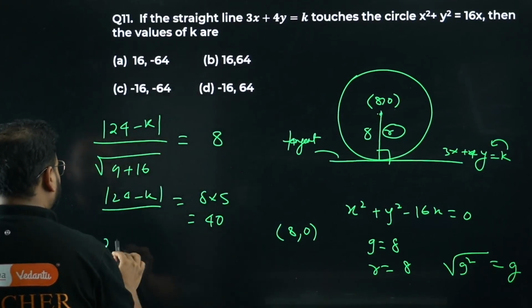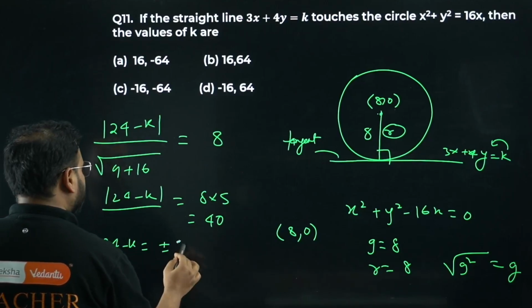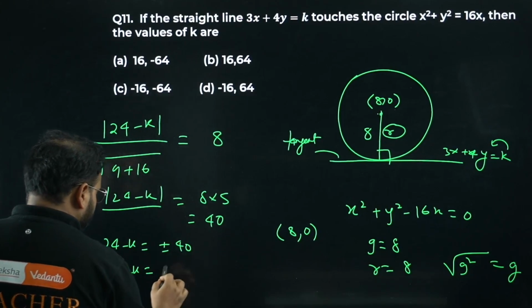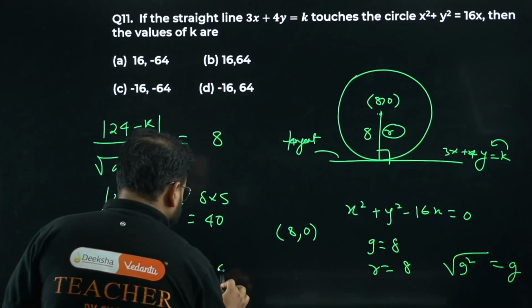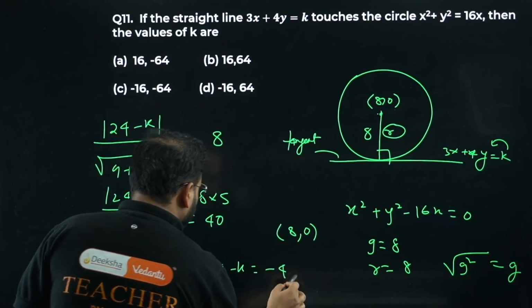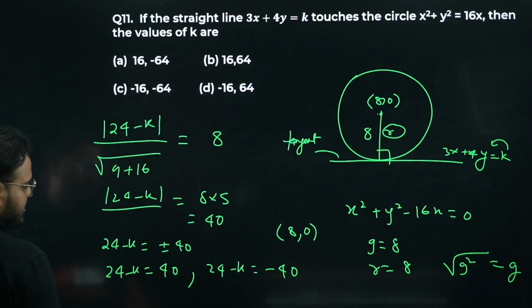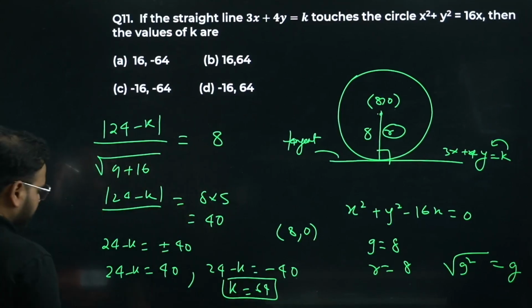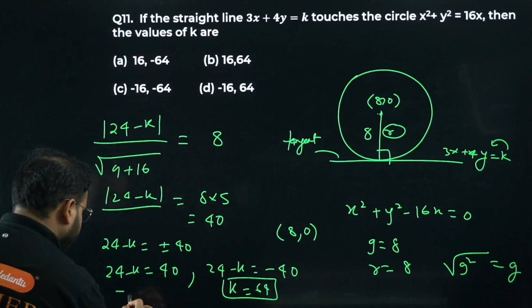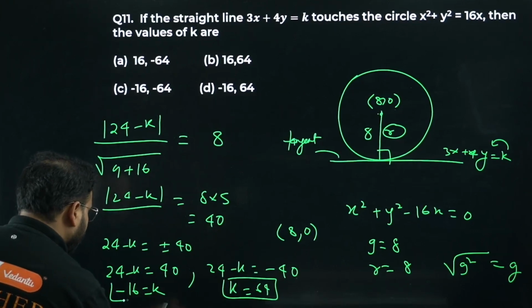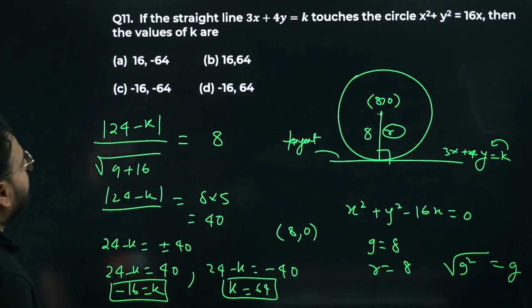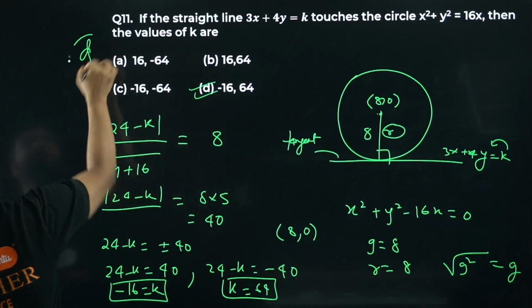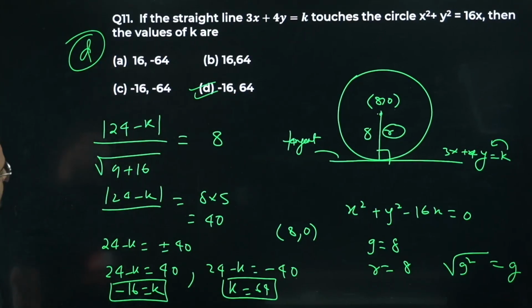So what I'm getting here? 24 minus k equals plus or minus 40. So from one of them I get 24 minus k equals 40, and I get 24 minus k equals minus 40. From here I'm getting, please check, 64. k value is 64. And from here I'm getting k value is minus 16. Please check. k value is minus 16 and 64. Option is D. Right?